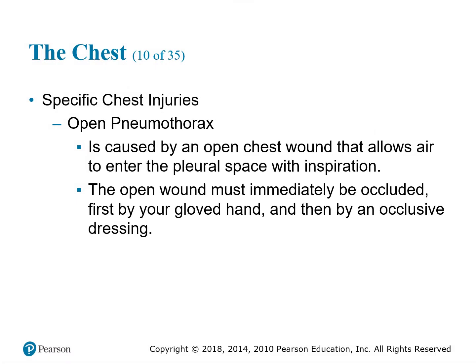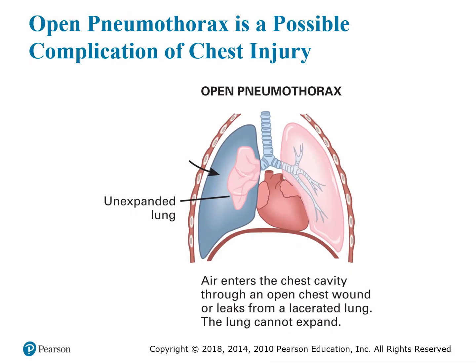Open pneumothorax. This is caused by an open chest wound that allows air to enter the pleural space with inspiration. The open wound must immediately be occluded, first by your gloved hand and then by an occlusive dressing. Here's a diagram of an open pneumothorax. If you notice that one of the lungs is actually collapsed, this is caused by air entering the chest cavity, causing the negative pressure that holds the lung to the wall to decrease. So then you have a collapsed lung.